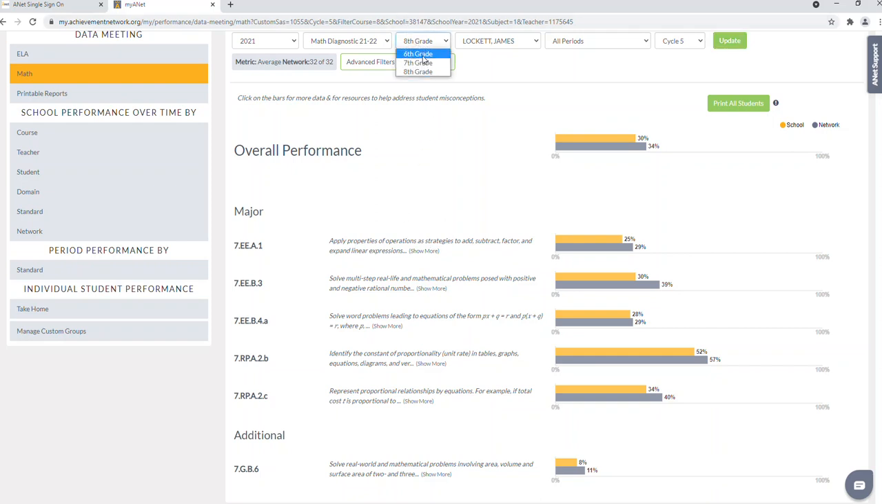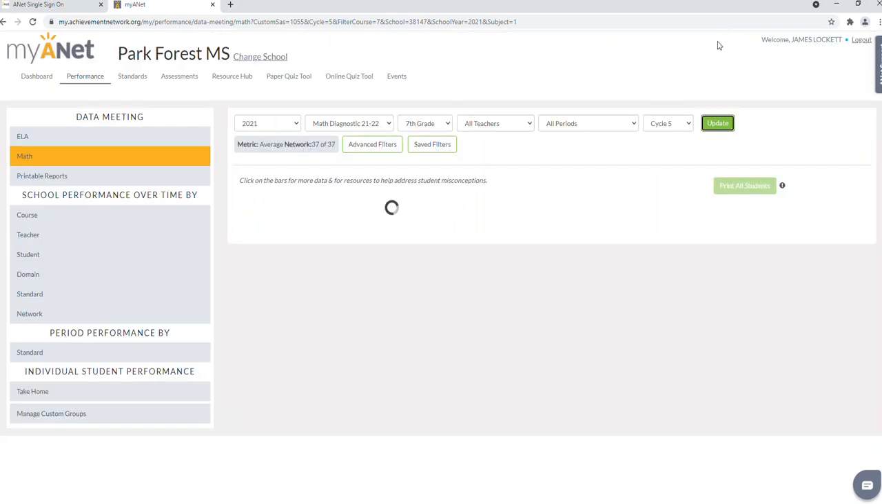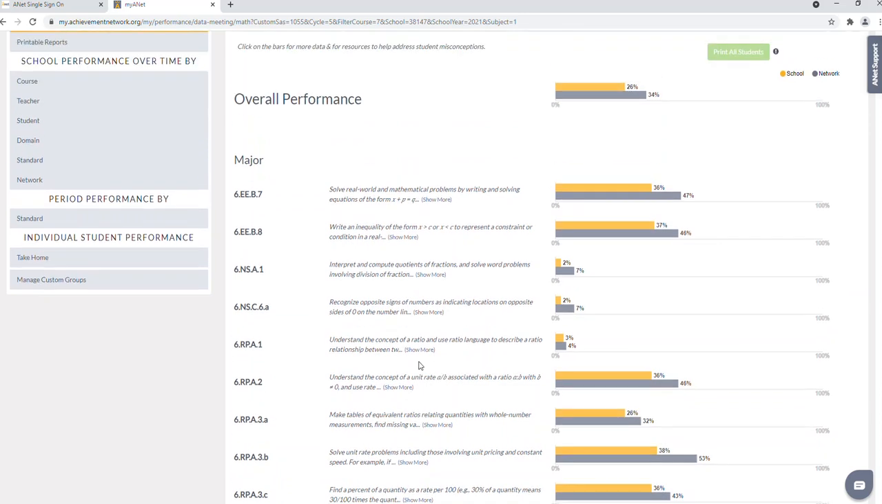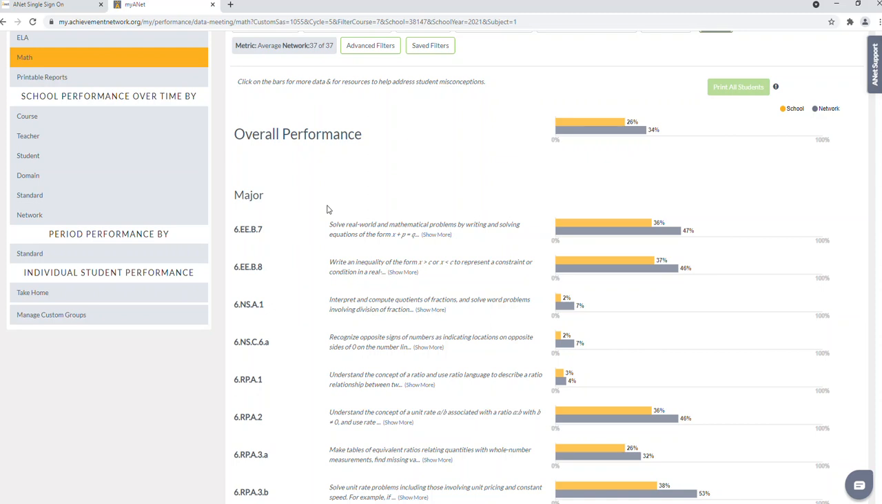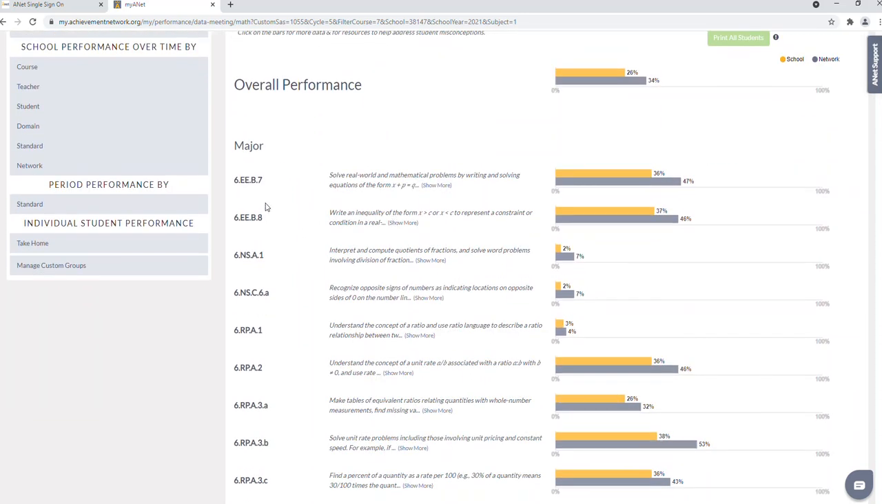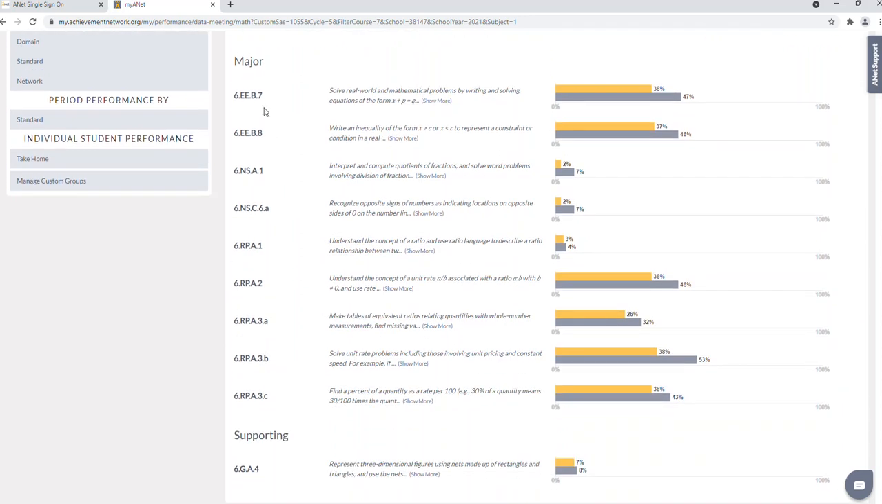If you go to 7th grade, and I'm just going to pick all teachers for the moment, and then click update. You have to click update now. Notice that this page changed. Remember, this is the 7th grade diagnostic I just chose, which measured the previous year's standards. So these were the standards on the 7th grade diagnostic, and those are the standards and the descriptions.